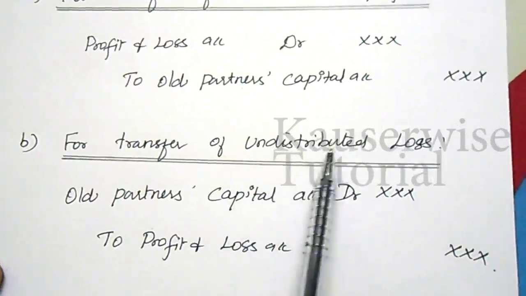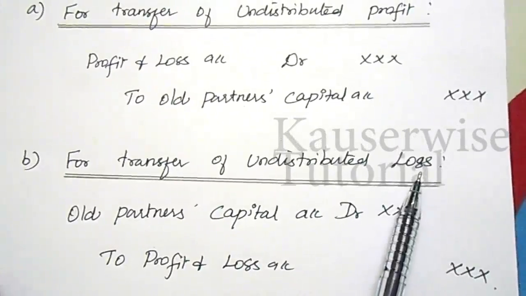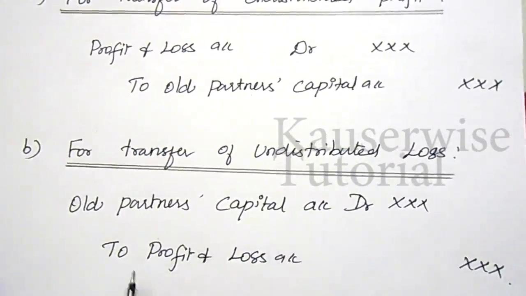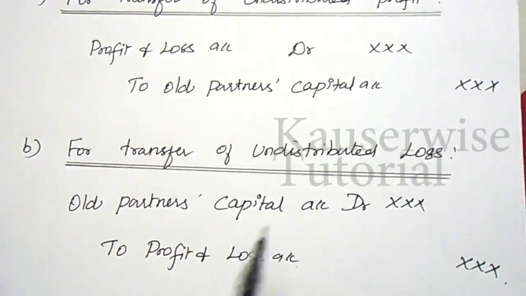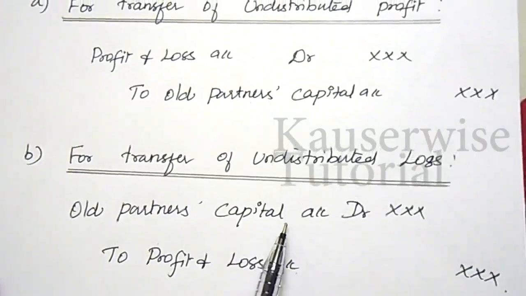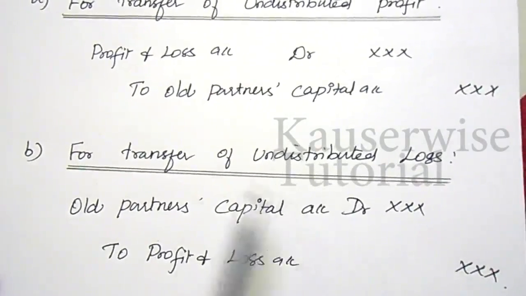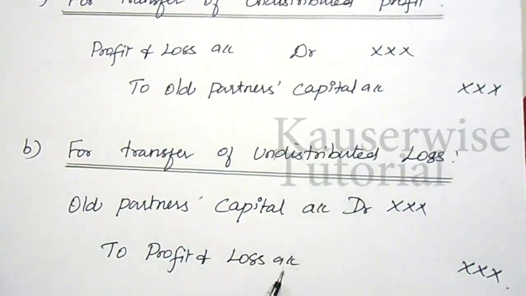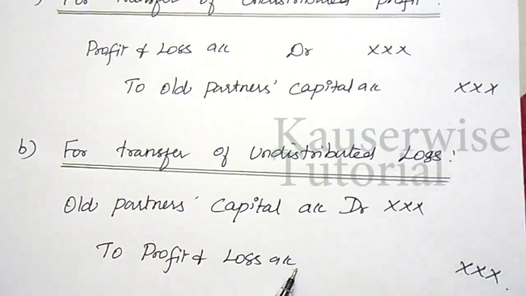For transfer of undistributed loss, you can find this under the asset side. The entry is old partners' capital account debit to profit and loss account. This will be transferred to old partners' capital account according to their old profit sharing ratio. For profit, profit and loss account debit to old partners' capital account. For loss, old partners' capital account debit to profit and loss account.